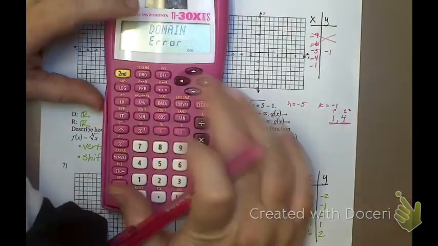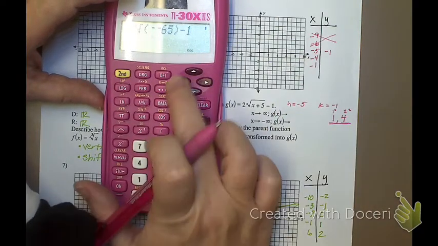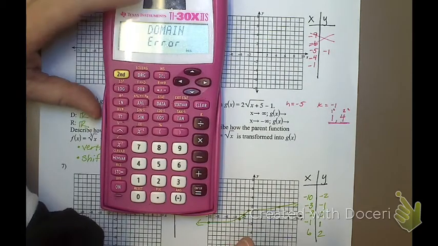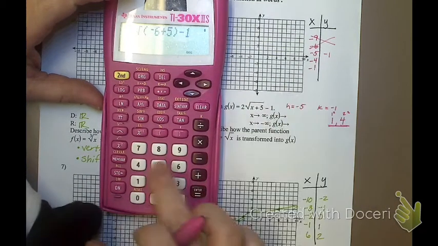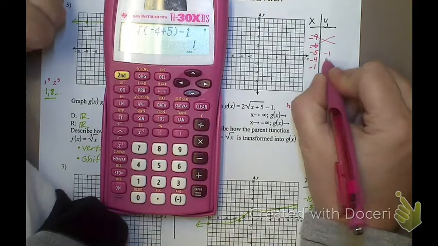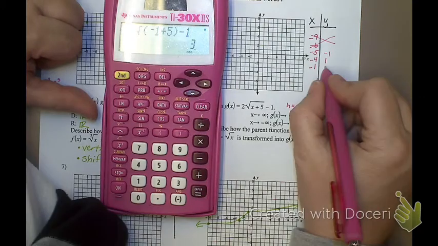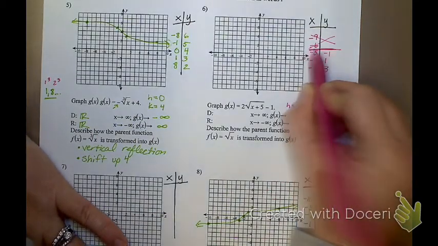And I could go back if I wanted to plug in the -6 and I'll also get an error. Oops, -6 plus 5, and I'll also get an error. Okay? Which means that the other side should be good. If I put -4, we're good. We've got an answer. And -1, we're good. We've got an answer. So that's kind of like a wall right there.